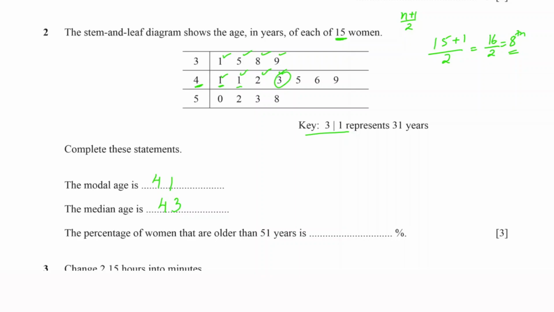The percentage of women that are older than 51 years. Okay, let me erase all these things. We have to find the percentage of women older than 51 years. 52 is older than 51, and 53 is also, and 58 also. So three women are older than 51 out of the total 15. If I multiply this by 100, I will get the percentage.